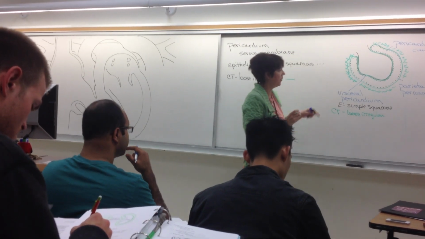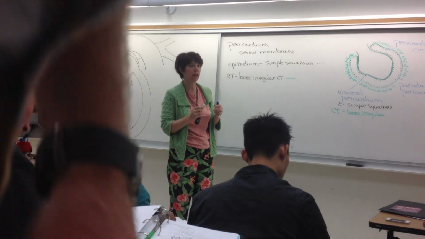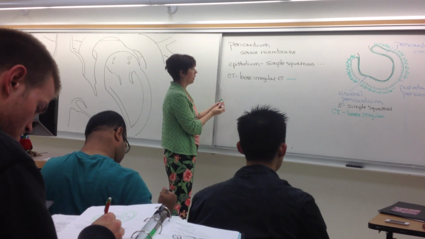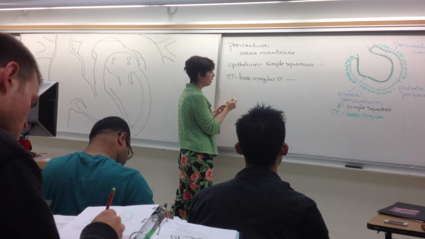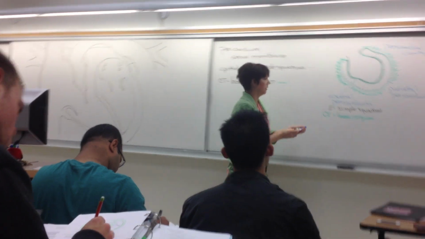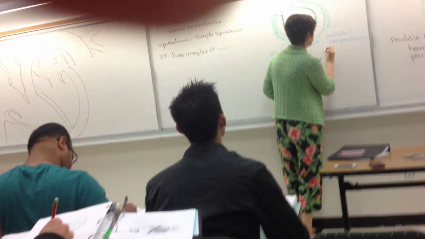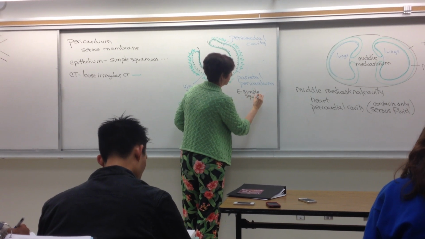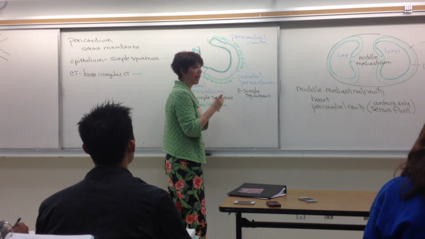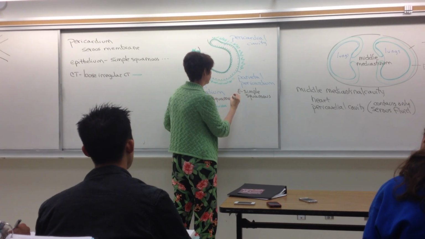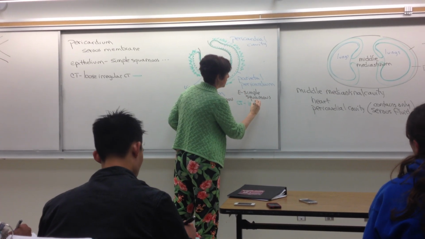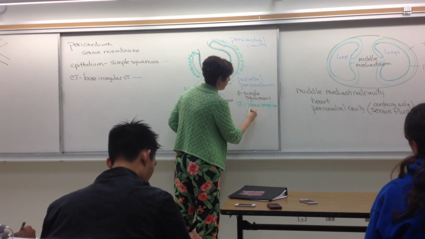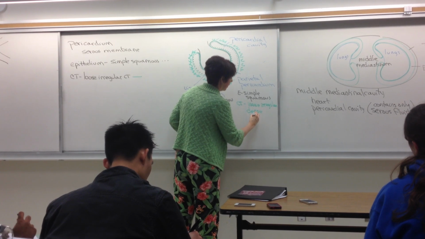And this adds a toughness to the parietal pericardial layer. I don't have much room to write over there, so I'm going to put parietal pericardium. Well, I can put it here this way. So the epithelium is still going to be simple squamous. And now we have two layers of connective tissue. We have loose, irregular, and we have dense, irregular.